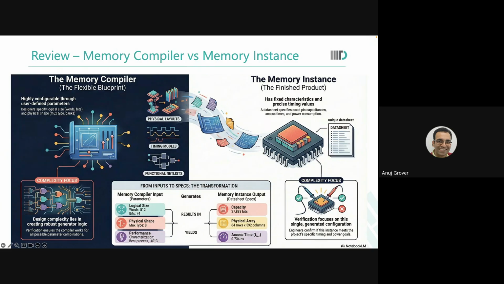TRL stands for Technology Readiness Level. And TRLs go from 1 to 9. Where at 1, we say we observed a technological concept.